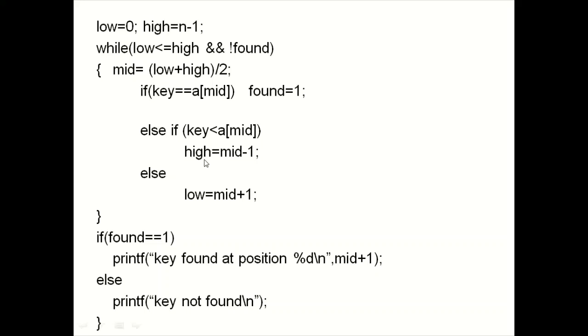It continues searching the element till found becomes 1 or low is less than or equal to high. The moment low becomes greater than high, that means there are no more elements in the array that need to be searched. So the end of the array is reached and it comes out of the loop. Once we come out of the loop, if found equals 1, we print the key position as mid plus 1. Otherwise, we print that the key is not found in the array. That means the key element doesn't exist in the array.